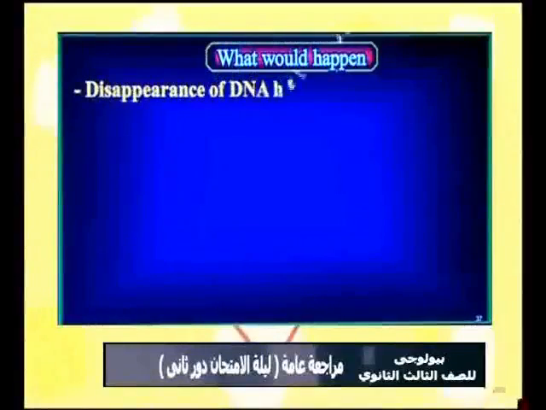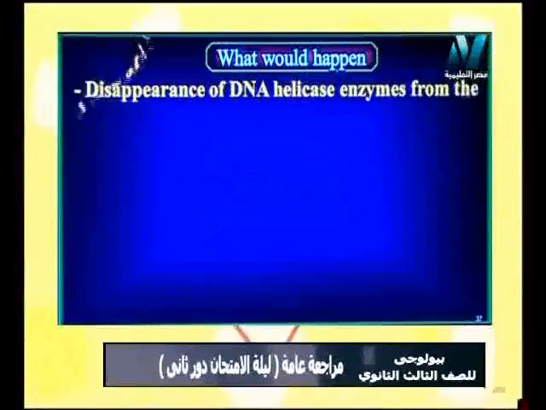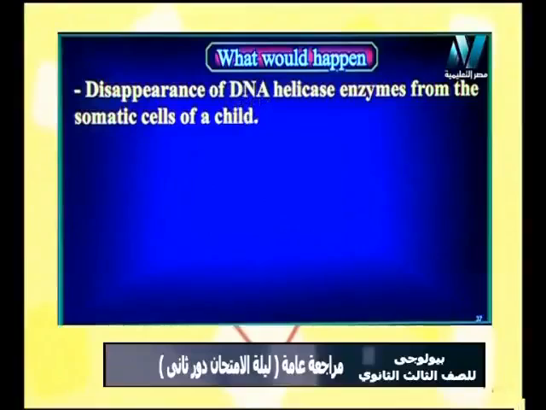السؤال اللي بعده برضو بيقول لي what would happen disappearance of DNA helicase enzyme from the somatic cells of a child. خلي بالك برضو ال disappearance وال absence والحاجات دي بسألك هو ال DNA helicase enzyme ده كان بيعمل ايه؟ ده كان بيعمل break down the hydrogen bonds between the nitrogen spaces to separate the DNA strands to allow each of them to act as a template to form the other one.